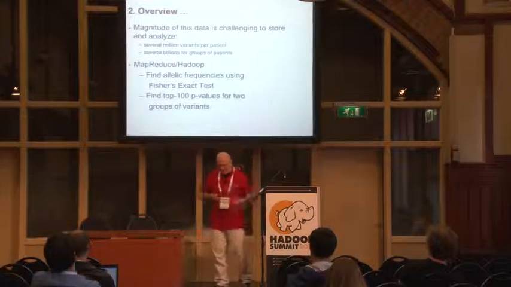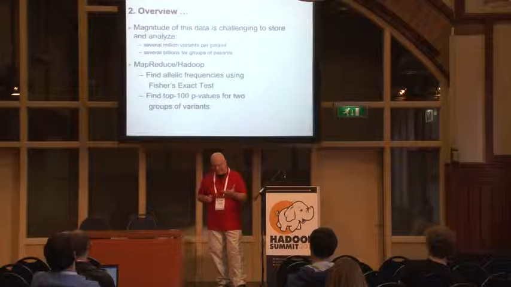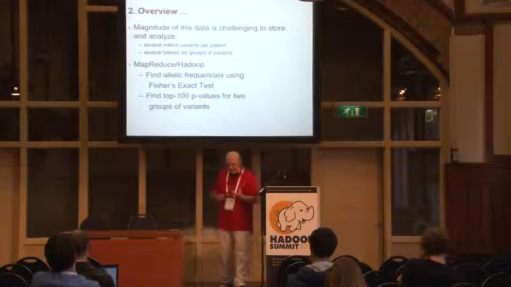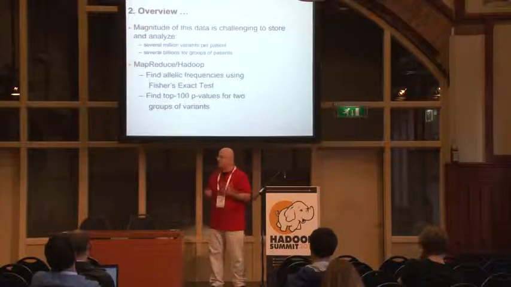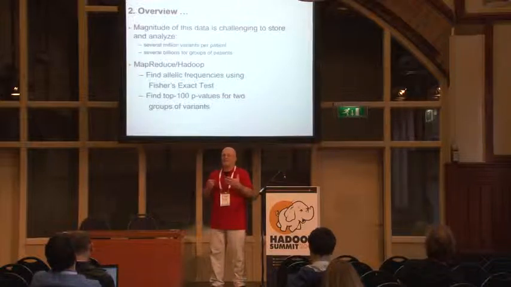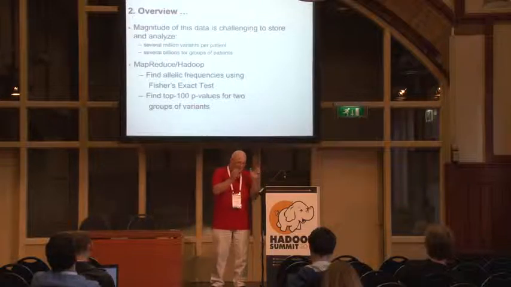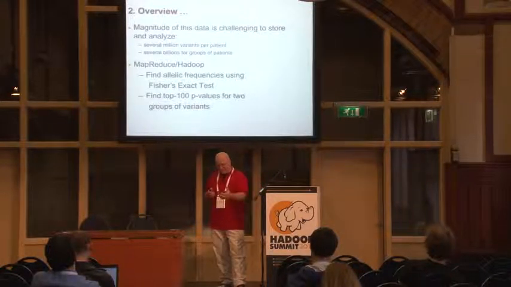So, as I talked, the magnitude of data is very challenging to analyze. We have several million variants per patient and several billions for groups of patients. And then with MapReduce, we find the allelic frequencies. And finally, we say, what are the top 100 which are closer to zero? Zero means that those frequencies are very important to a physician or lab technician who is interested in them. And again, for all of those, we are using MapReduce Hadoop.